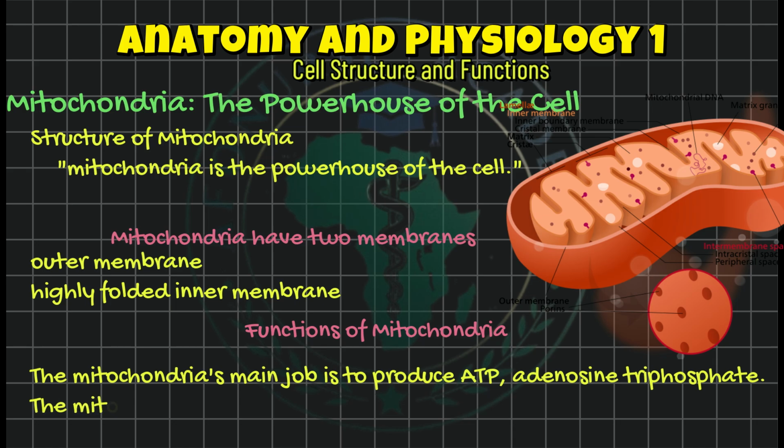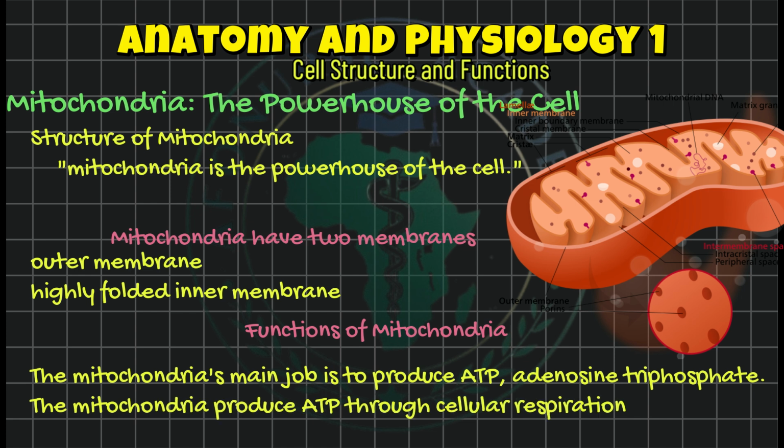The mitochondria produce ATP through cellular respiration. In simple terms, they take glucose and oxygen and convert it into ATP, carbon dioxide, and water. Different cells have different numbers of mitochondria depending on their energy needs. Muscle cells, especially heart muscle cells, have thousands of mitochondria because they need lots of energy. Red blood cells have no mitochondria at all because they're specialized just for carrying oxygen.